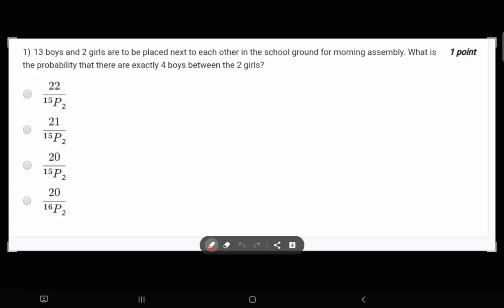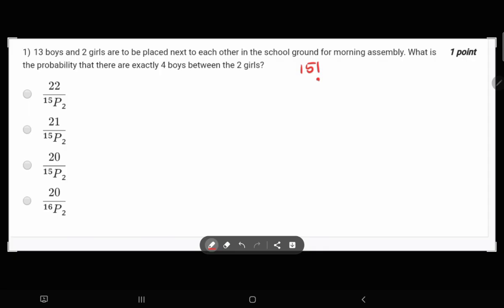So, to find probability, we must know the maximum total number of events. As there are 13 plus 2, 15 students, the number of total events would be 15 factorial.